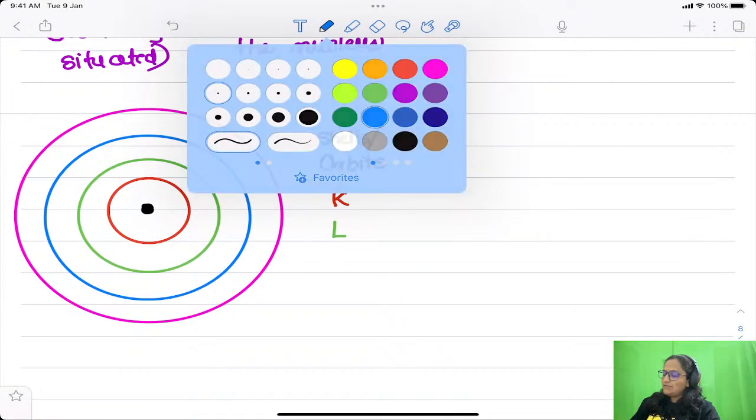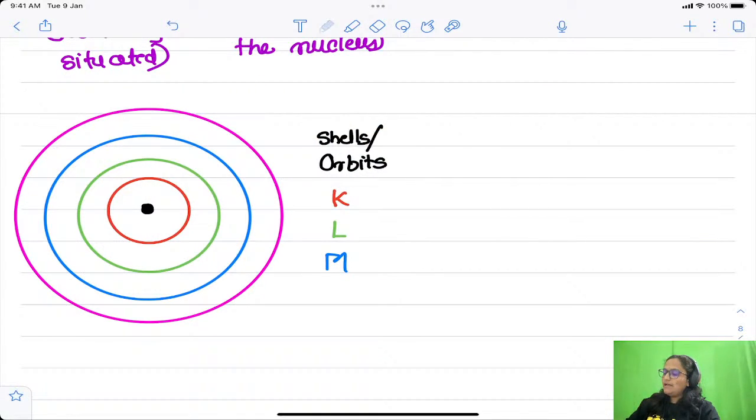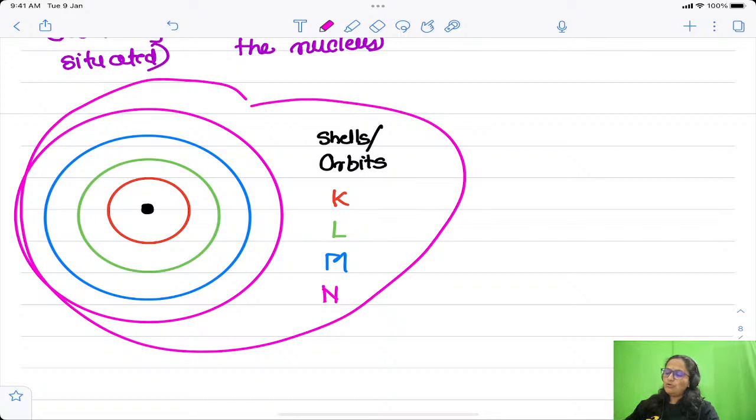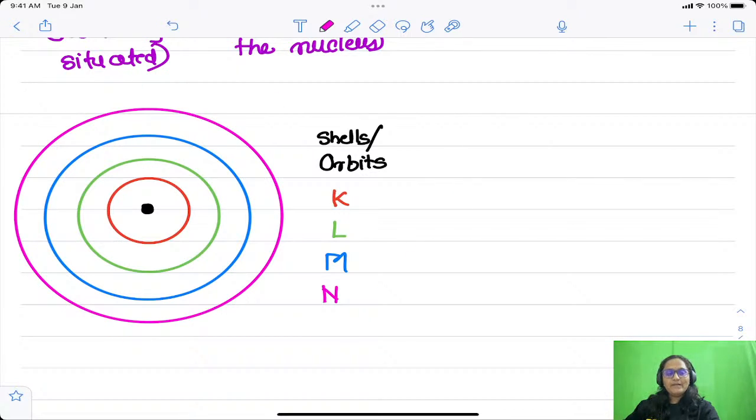Okay, he has given the symbols K, L, M, N, O, P and so on. Here, to avoid crowding, as there is less space available, I am drawing only up to N. I am repeatedly telling you that does not mean the shells are present only up to N. There are more shells also: L, M, N, O, P, Q, R, and so on, right?